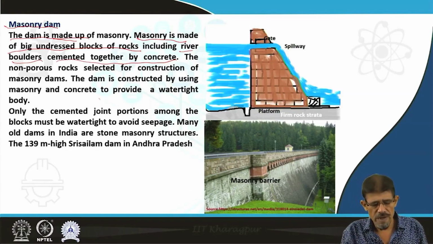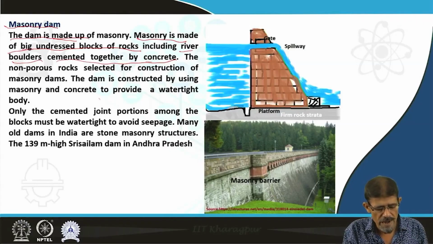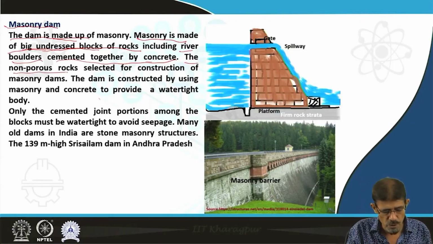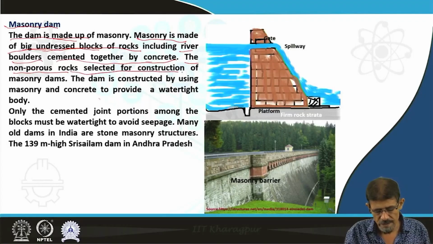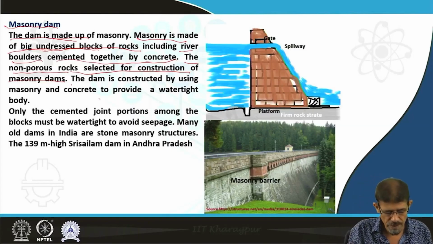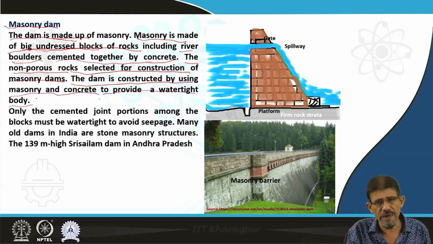Why are we utilizing concrete here? Concrete is used to bind the undressed blocks for development of a watertight structure. So non-porous rock selected for construction of a masonry dam is a mandatory requirement, because we are going to create a watertight, water retention hydraulic structure as per definition. The dam is constructed by using masonry and concrete to provide a watertight body.